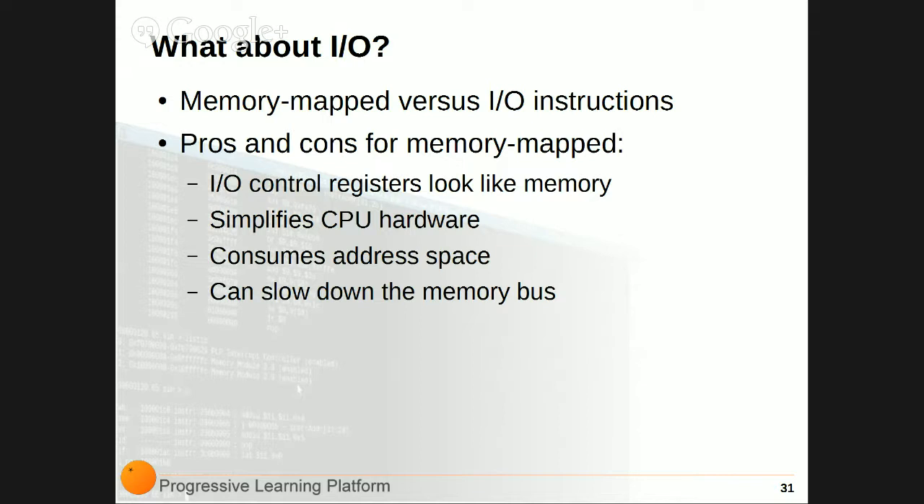For example, for the PLP CPU, it just needs load word and store word. With just those two instructions, you can access main memory and all the other kinds of I/O devices. That really simplifies the CPU. But the cons are it consumes address space, right?